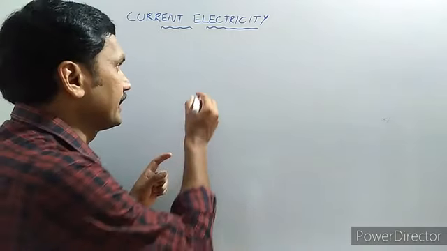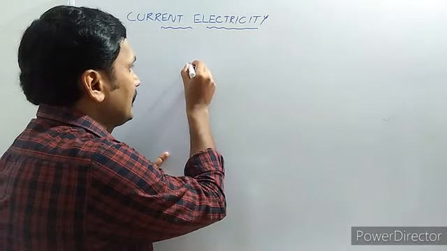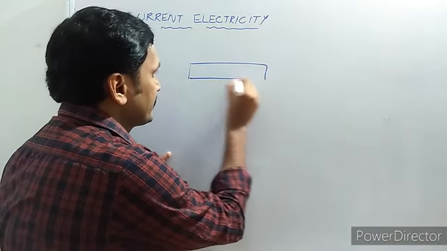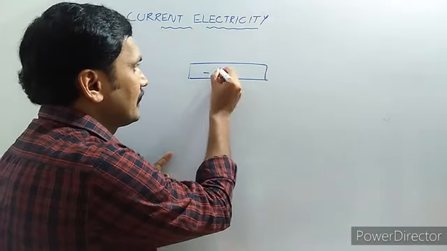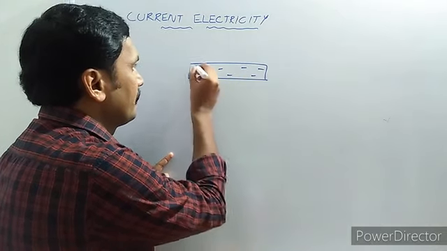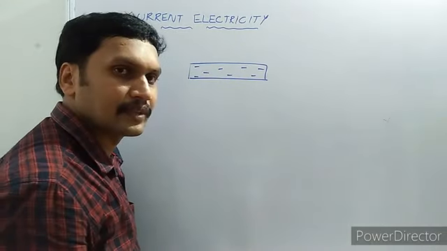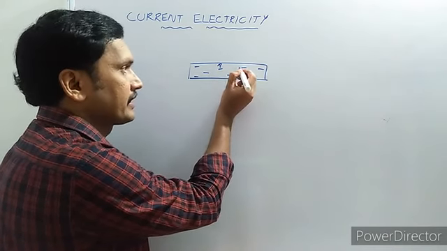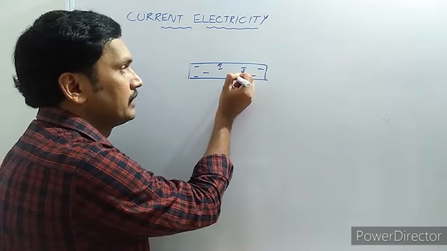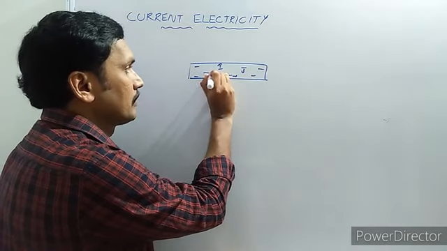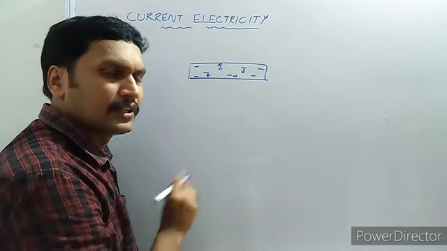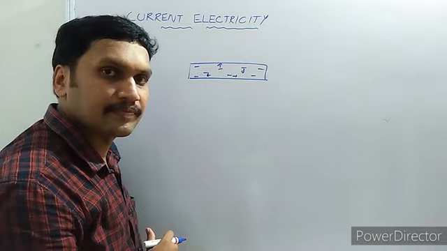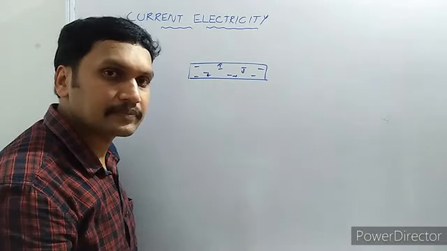Here we have a conductor. Suppose this is a metallic conductor. These are the free electrons. We have many free electrons in that conductor. Actually, they are random in direction. Some of the electrons are moving in this direction, some others are moving downward, some are moving right, some are moving left. There is no preferential direction. They are moving here and there randomly.